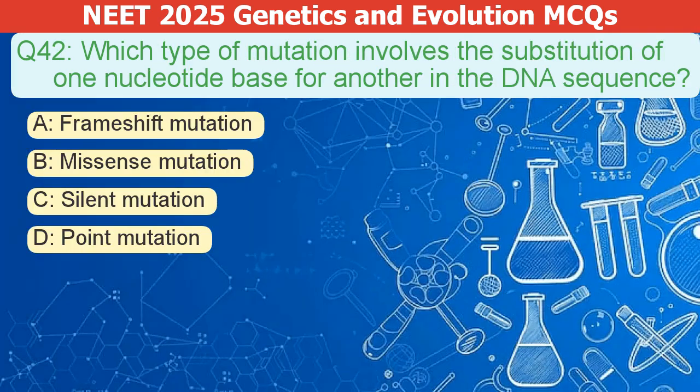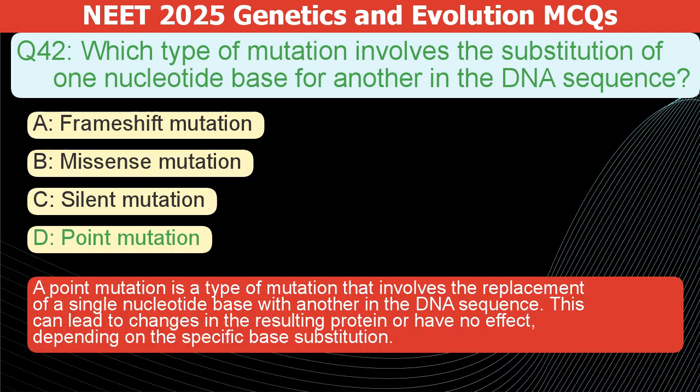Which type of mutation involves substituting one nucleotide base for another in the DNA sequence? A. Frameshift mutation. B. Missense mutation. C. Silent mutation. D. Point mutation. The correct answer is D. A point mutation is a type of mutation where a single nucleotide base in the DNA sequence is replaced with another. This can change the resulting protein, or it might have no effect at all, depending on the specific base substitution.